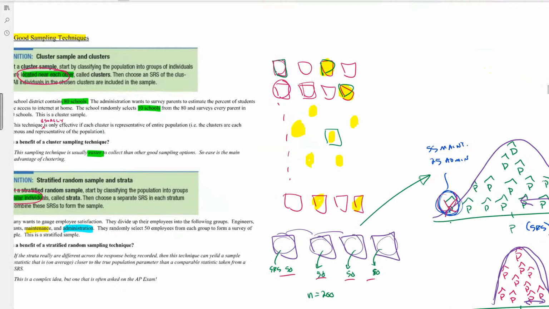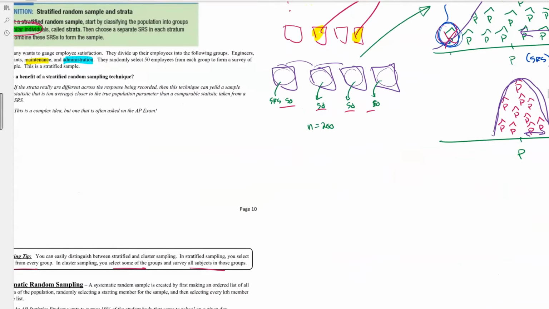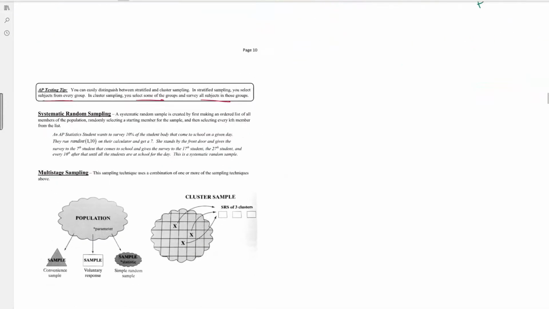So in the cluster sample, I'm going to randomly select 10 schools and then I survey all the people at those 10 schools. All. But I don't take anybody from those other groups. In a stratified technique, you break them into groups, and then you take some from every single group because you want representation from every one of those homogeneous groups. So look at it as who you're taking, whether you're taking some from every group or whether you're taking everybody from a few groups, okay?